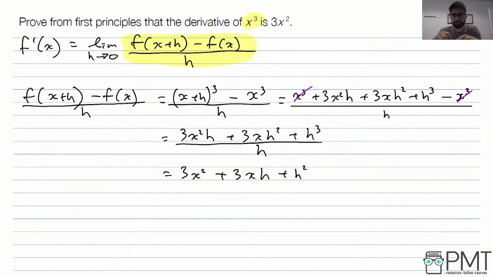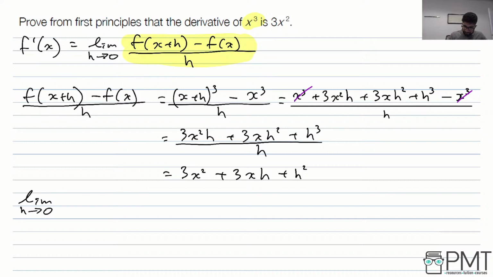This is the equivalent of the gradient of the tangent with a given h, which is not the perfect tangent. We want to make this as good as possible. We are gonna take the limit as h goes to 0. So the limit is making h as small as possible, making h 0.